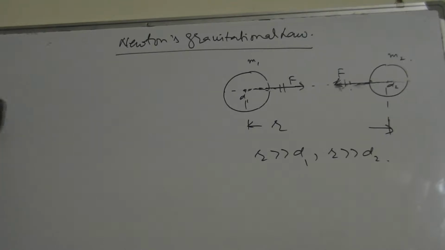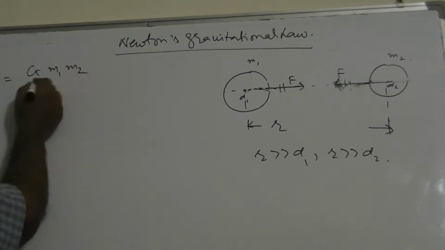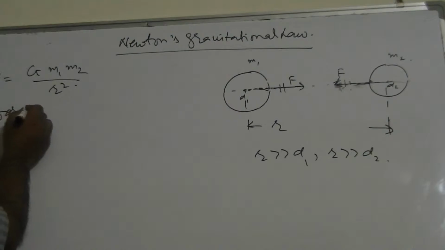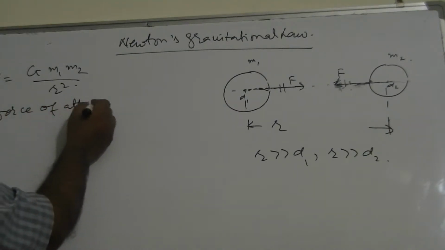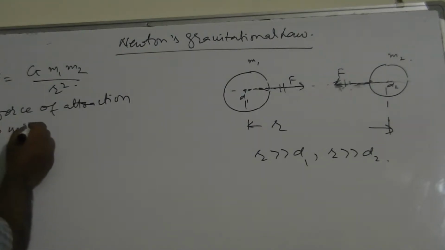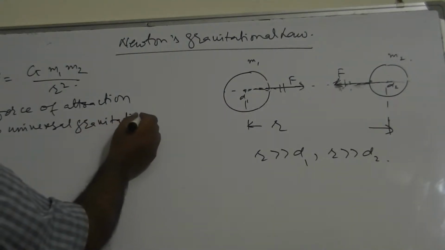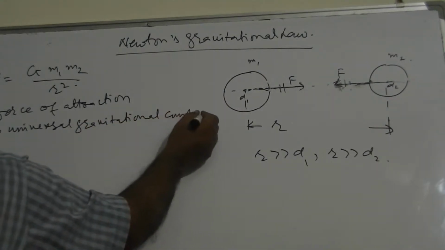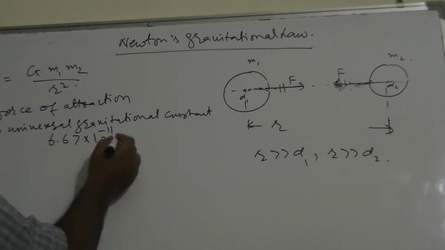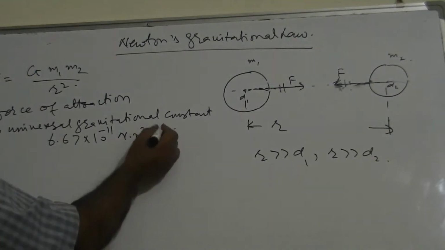Nowadays, very simple. You should write, it is stated that F is equal to G m1 m2 upon r square, and then explain. F is the force of attraction. Gravitational force is always attractive in nature. G is the universal gravitational constant. Its value is fixed. Its value up to two significant figures is 6.67 into 10 power minus 11. Its unit is Newton meter square per kilogram square, kg power minus 2.